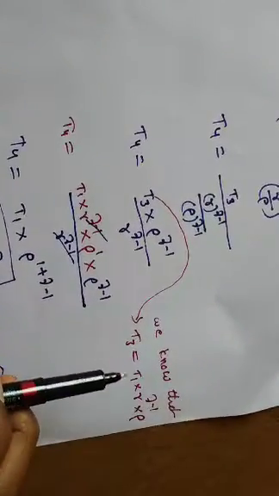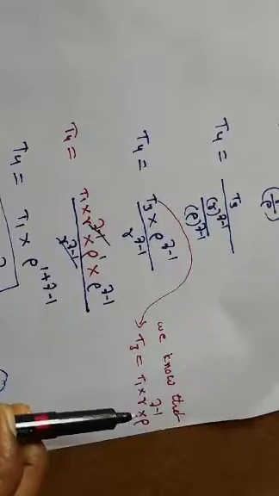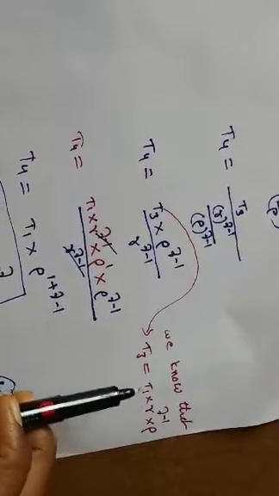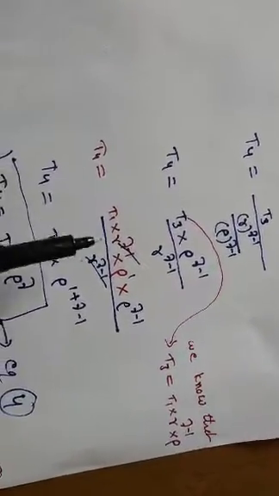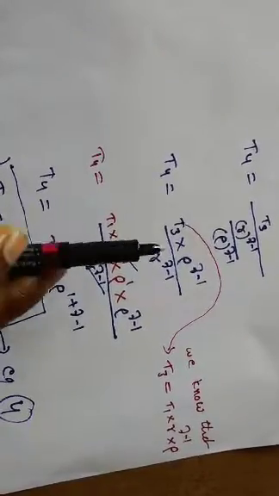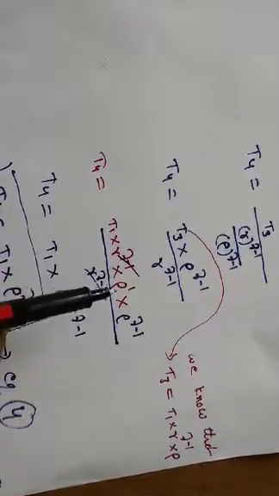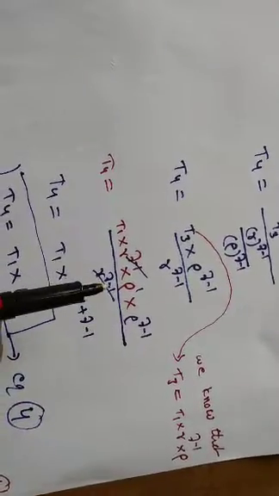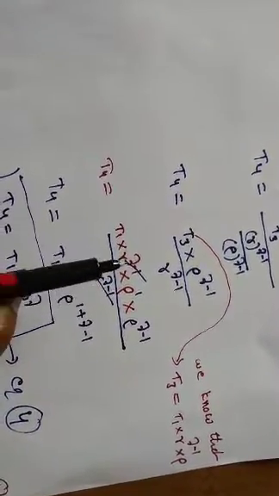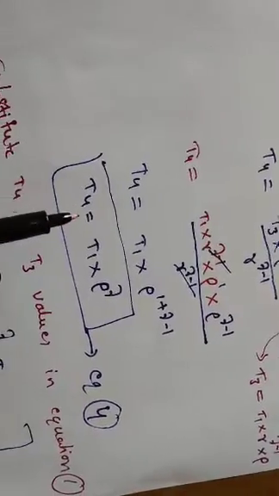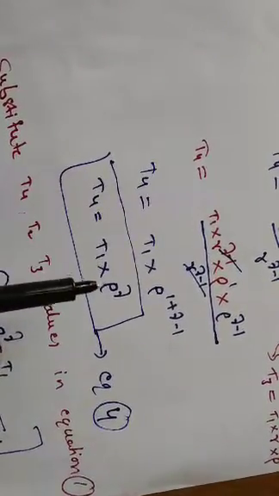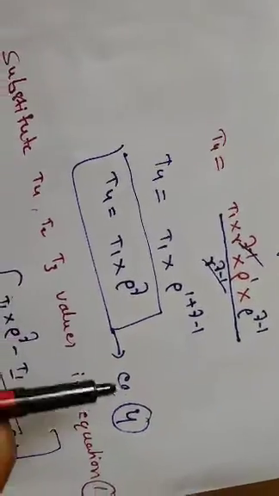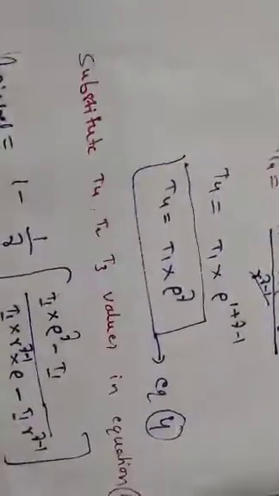We know that T3 is T1 into r to the power of gamma minus 1, from equation number 3. Substituting that value, T4 is equal to T1 into r to the power of gamma minus 1 into rho, into rho to the power of gamma minus 1, divided by r to the power of gamma minus 1. The r to the power of gamma minus 1 gets cancelled. The remaining equation will be T4 is equal to T1 into rho to the power of gamma. So this is equation number 4.